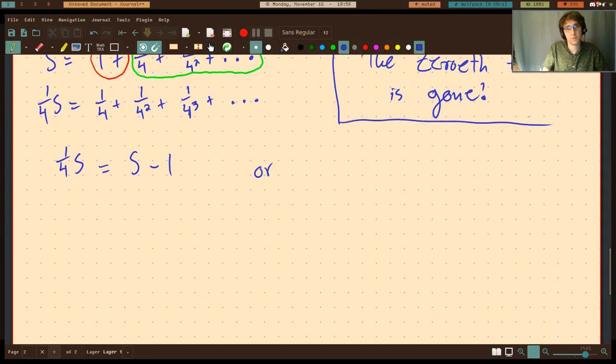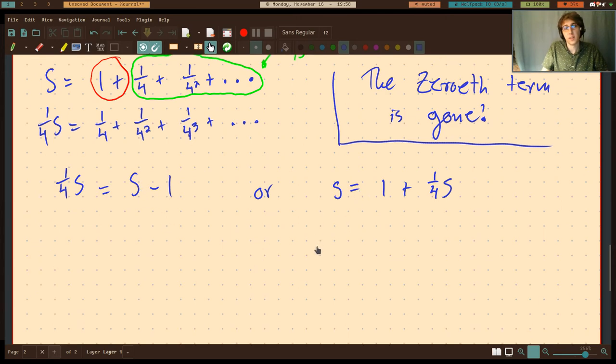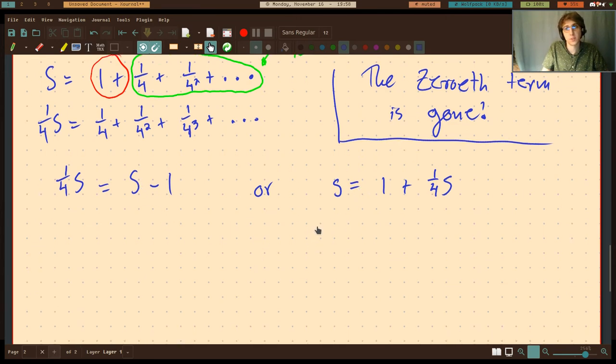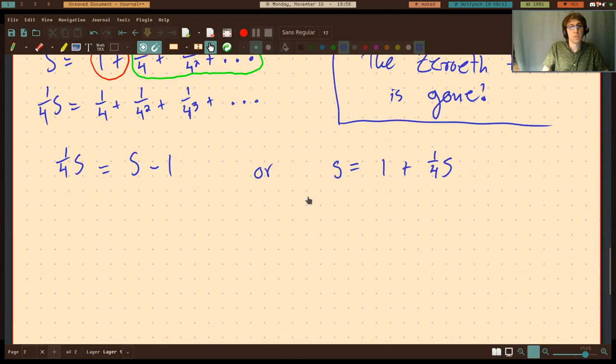Or S is 1 plus 1/4 S. Now they're the same equation. If you subtract 1 from this equation, you get this equation. Or if you add 1 to both sides of this equation, you get this equation. So they're the same equation. It doesn't matter which one you choose; you'll end up at the same answer in the end. Let's choose this second equation because it's a little simpler. We don't like working with negative signs. They're a little annoying. So S is equal to 1 plus a quarter S.